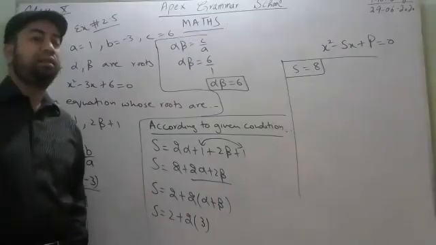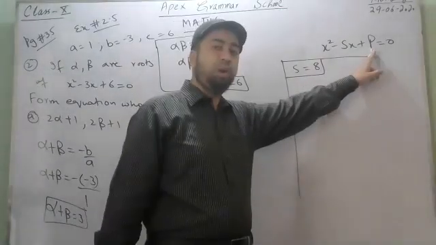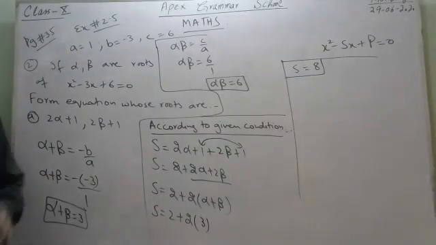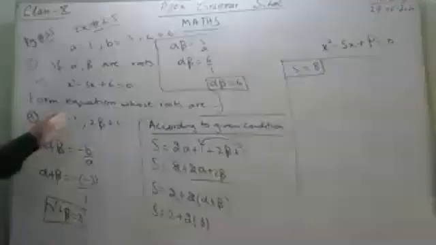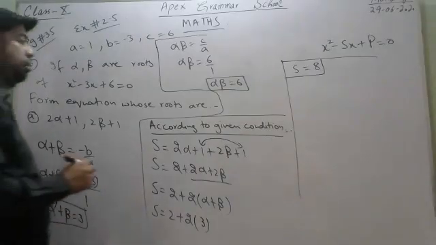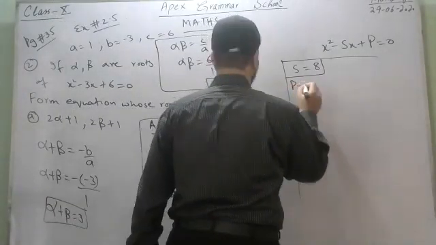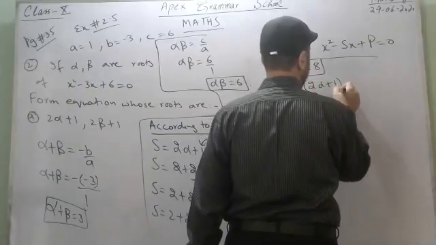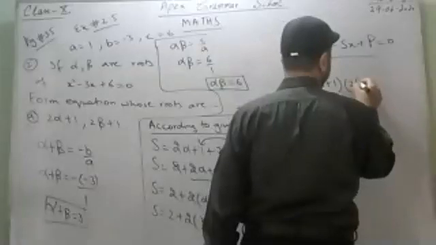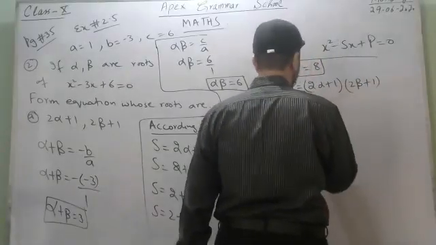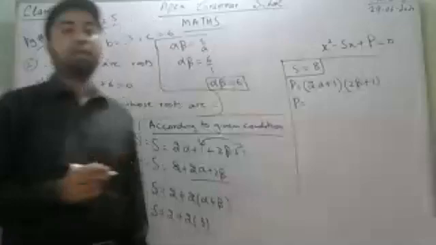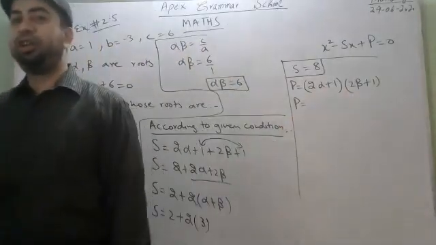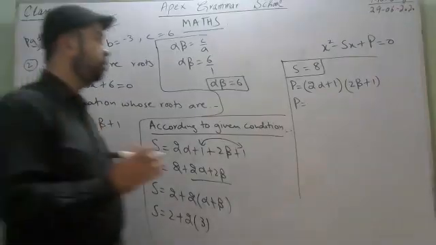Now the second thing that we require is capital P. For capital P, we need the product of these two. So capital P is the multiplication of 2 alpha plus 1 and 2 beta plus 1. Now multiply them. This 2 alpha will multiply with this 2 beta: 2 alpha into 2 beta makes 4 alpha beta.